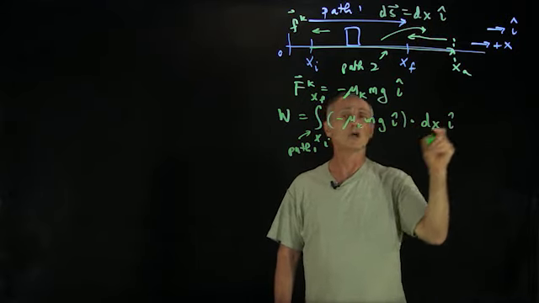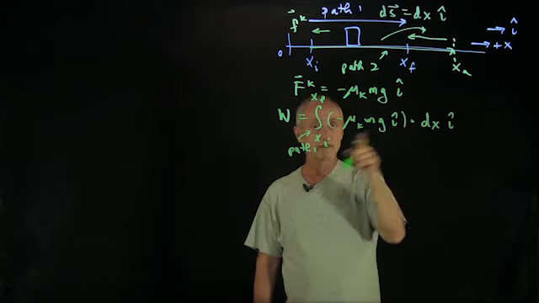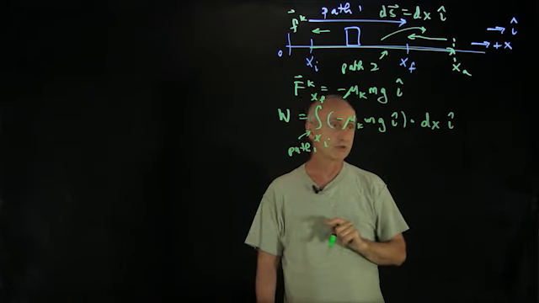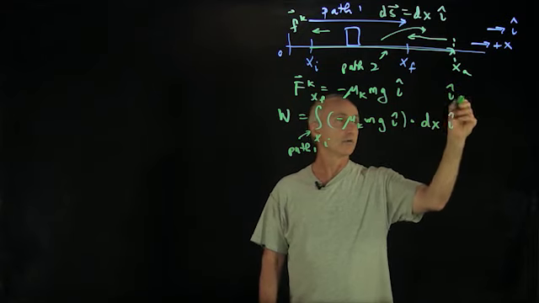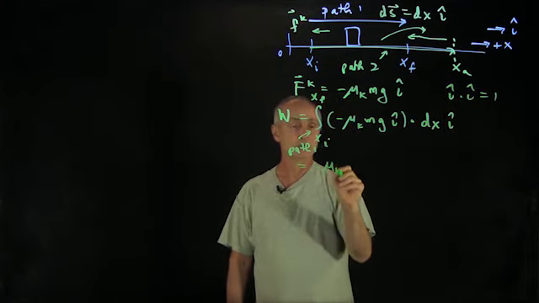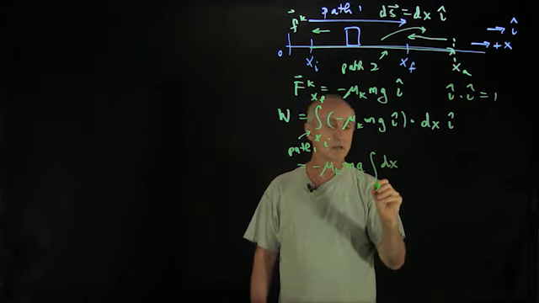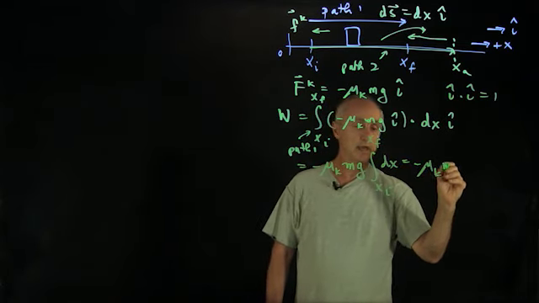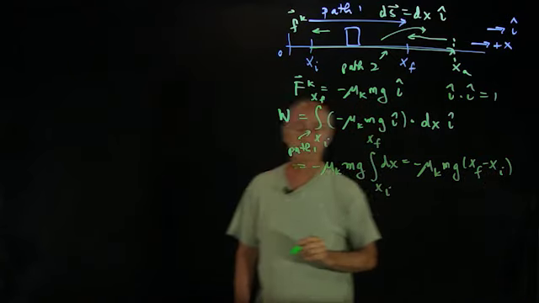So dx I hat. Notice we're not putting any sign into dx. The sign will show up in terms of our endpoints of our integral. So when we do the dot product here, we have I hat dot I hat. That's 1. And so this integral, we can pull out all the constants, mu k mg. We're just integrating dx from x initial to x final. And so we get mu k mg times x final minus x initial.